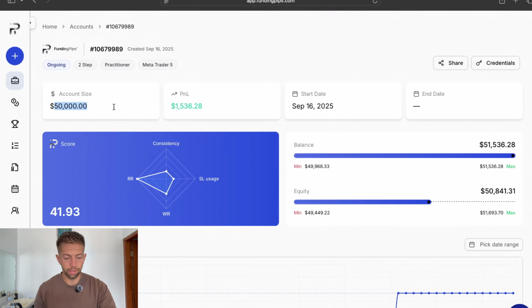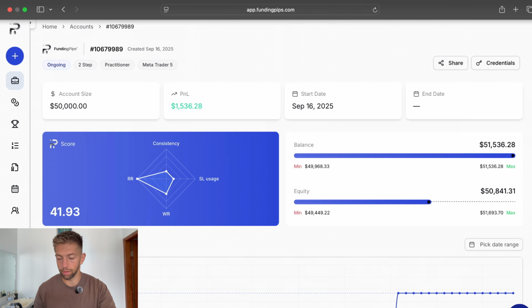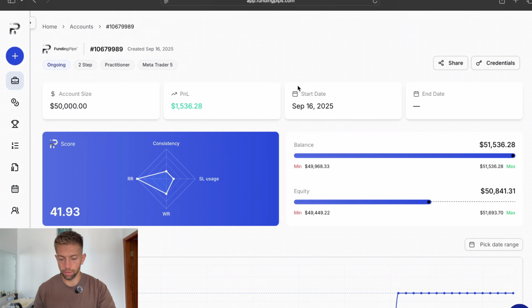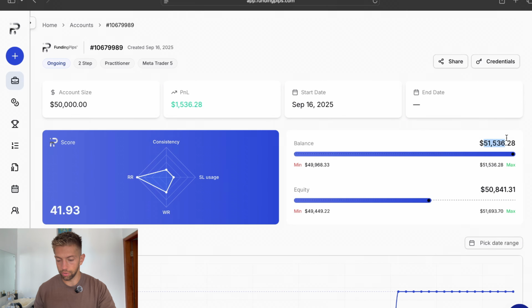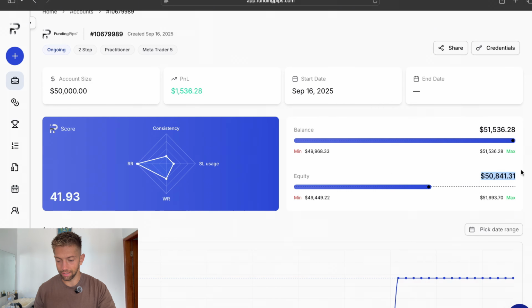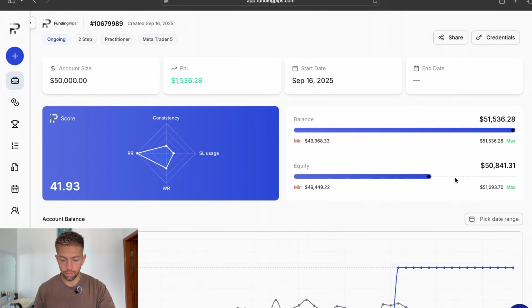Alright boys, as you can see, this is the verification account. We are currently sitting at 3% in profit. We started this account September 16, today is September 21. It's around 5 days ago, today is Sunday, so no trading day. Balance is 3%, but equity is like 1.5, 1.8 because I'm holding ETH and ETH is in drawdown, so that's why.